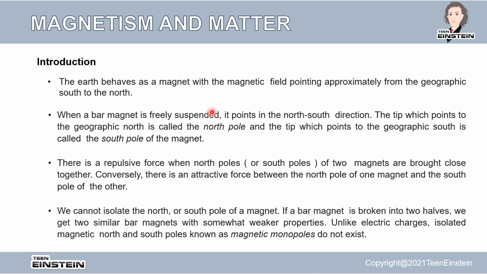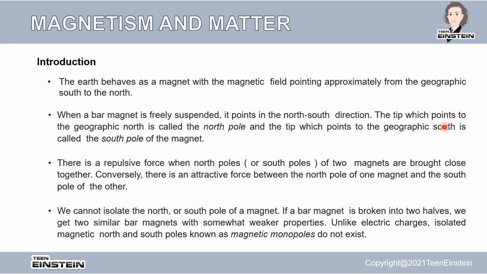So the earth itself behaves as a very big magnet with the magnetic field pointing approximately from the geographic south to the north. When a bar magnet is freely suspended, it points in the north-south direction. This we already know: when you suspend a bar magnet in a thread, if you freely suspend it, it always points from north to south. And this principle is used in a magnetic compass. When you're traveling in the ocean and you don't know the direction, you can use a compass to find the north. This is because the earth itself acts like a magnet.